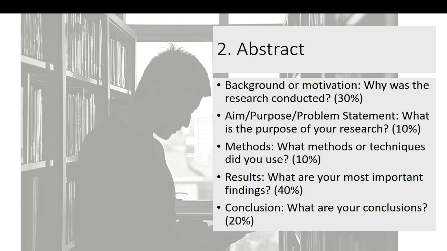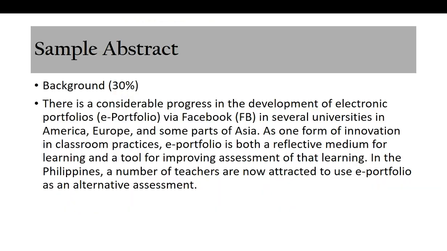Next is the methods. What methods or techniques did you use? That's also 10%. And then the results. What are your most important findings? 40%. And last, conclusion. What are your conclusions about the study? That's 20%. So as you may have noticed, the abstract must contain mostly the results of your study with 40%. So that's your abstract.